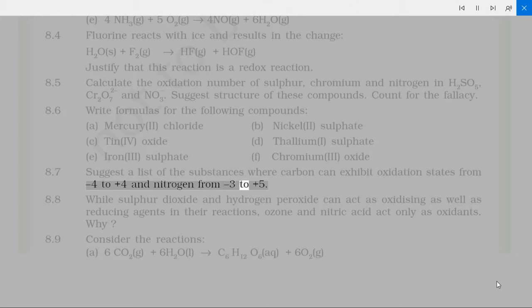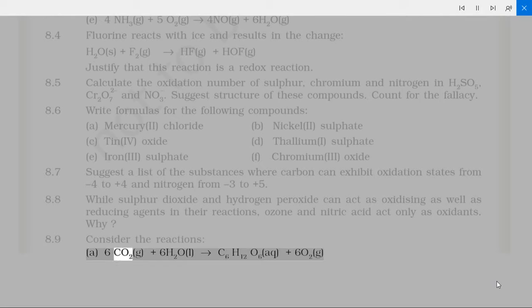8.7 Suggest a list of the substances where carbon can exhibit oxidation states from −4 to +4 and nitrogen from −3 to +5. 8.8 While sulfur dioxide and hydrogen peroxide can act as oxidizing as well as reducing agents in their reactions, ozone and nitric acid act only as oxidants. Why?